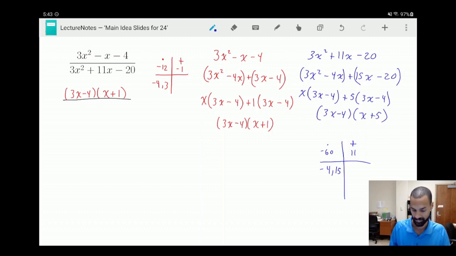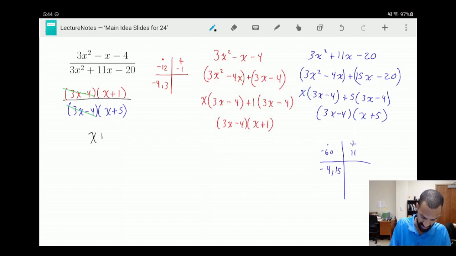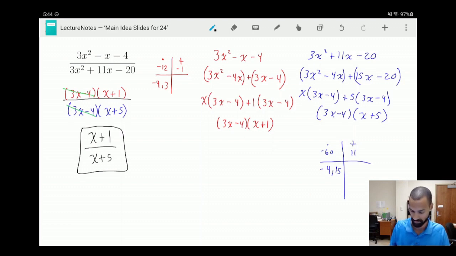That's my denominator, 3x minus 4 times x plus 5. Once you factor the numerator and the denominator, it's usually pretty easy to see. 3x minus 4 over 3x minus 4 will cancel out, leaving me with x plus 1 over x plus 5. Okay, let's do another one.